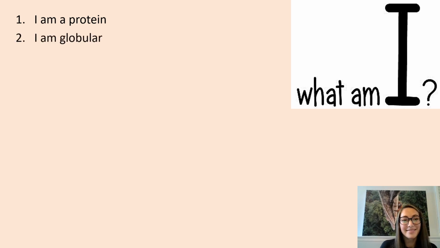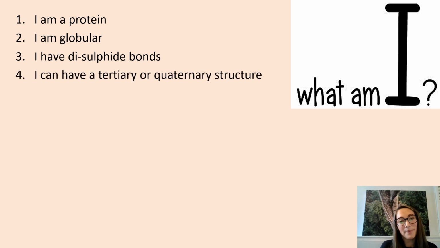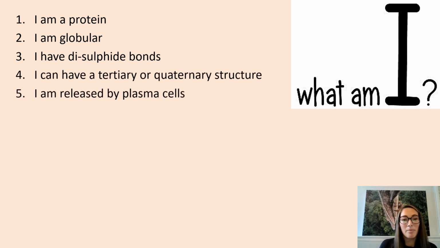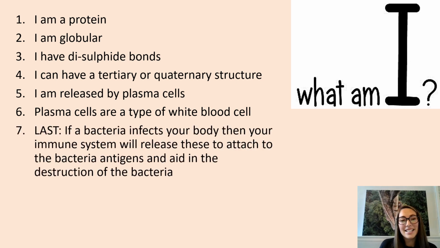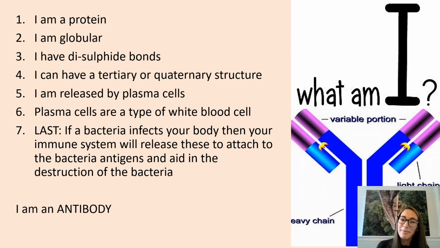Okay, what am I? I'm a protein. I'm globular. I have disulfide bonds. I can have a tertiary or quaternary structure. I am released by plasma cells. You'll learn more about those next year. Plasma cells are a type of white blood cell. If a bacteria infects your body, then your immune system will release these to attach to the bacteria's antigens and aid in the destruction of the bacteria. So you might have guessed it's an antibody.